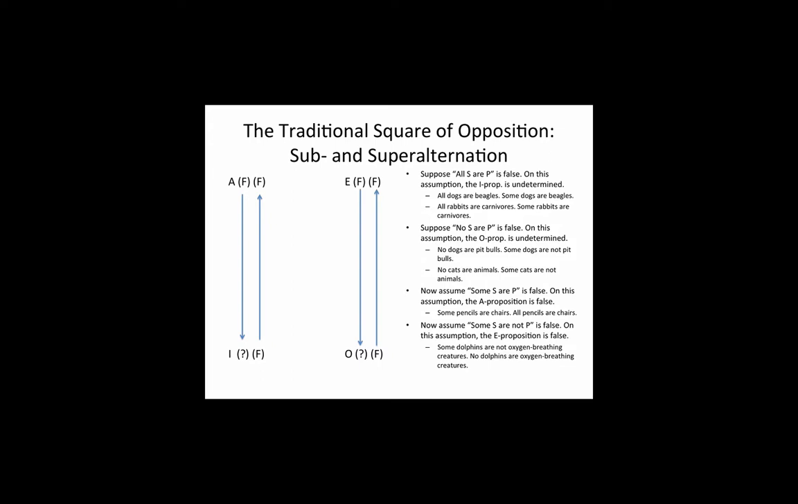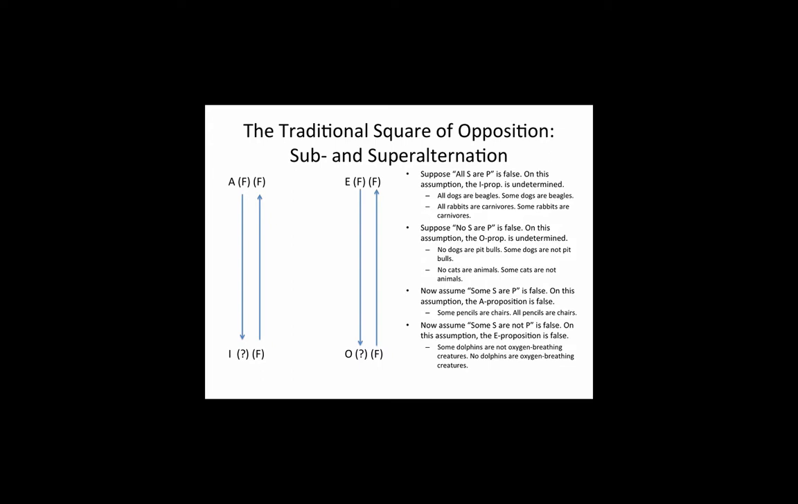So suppose that no SRP is false. On this assumption, the O proposition is undetermined. The claim, no dogs are pit bulls, is false. The claim, some dogs are not pit bulls, is true. The claim, no cats are animals, is false. The claim, some cats are not animals, is also false. So you'll see in each of the immediate inferences here, the inference, respectively, some dogs are not pit bulls, some cats are not animals, are true and false.